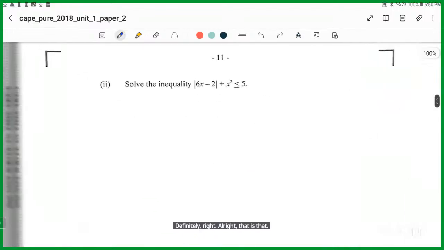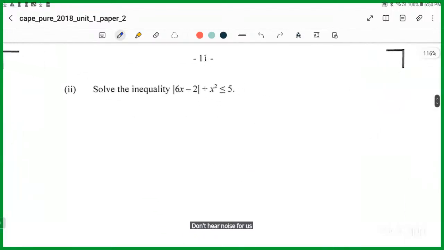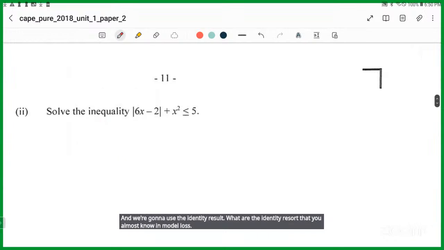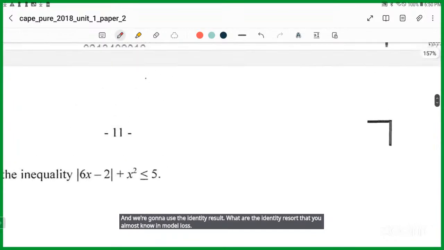Down here now is for us to solve this modulus thing. Now we have modulus on this side that less than, right? And we're going to use the identity result. What are the identity results that you all must know in modulus? Let me write them out here for you that you must know.